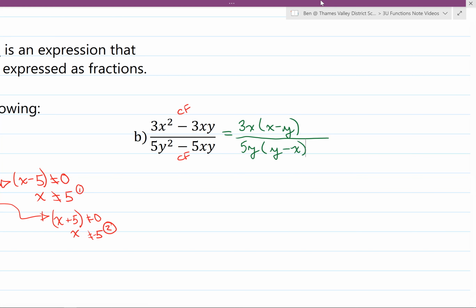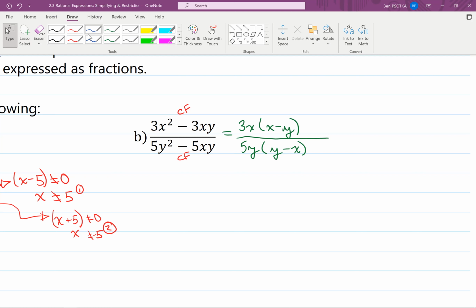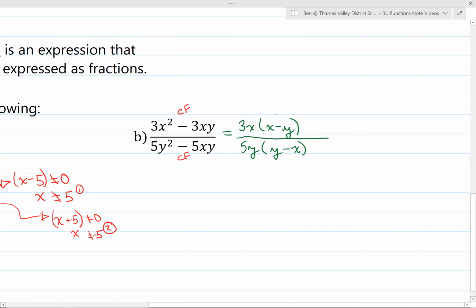Well, what I recognize here, I have something interesting going on, because I have a factor in my numerator and a factor in my denominator that are very similar, right? They're very similar, but they're not the exact same, so they're almost the same.